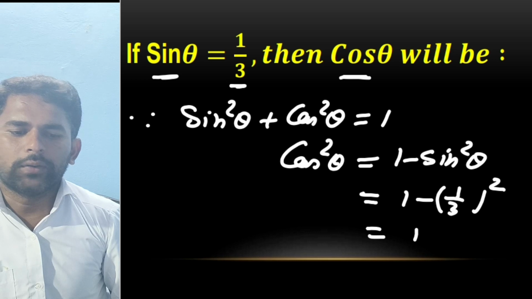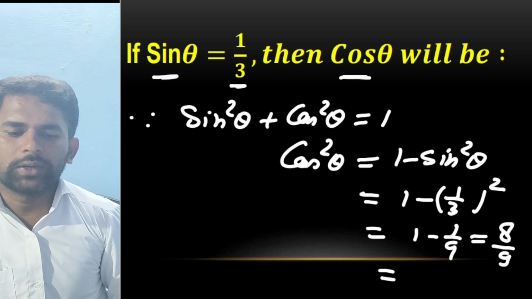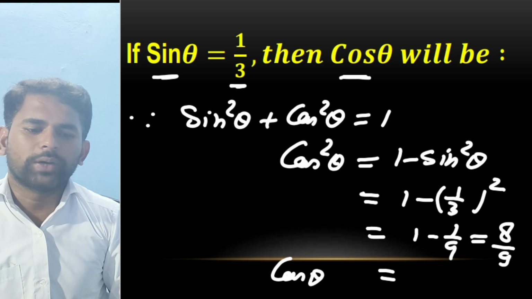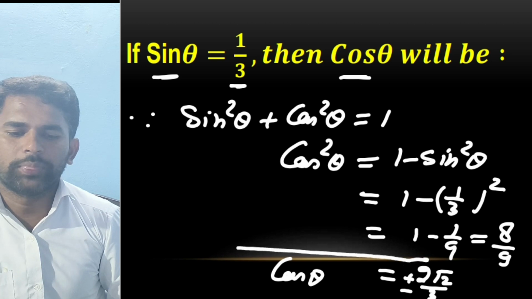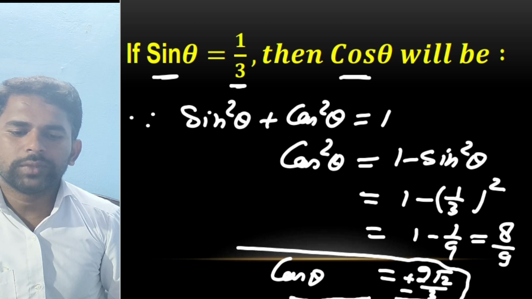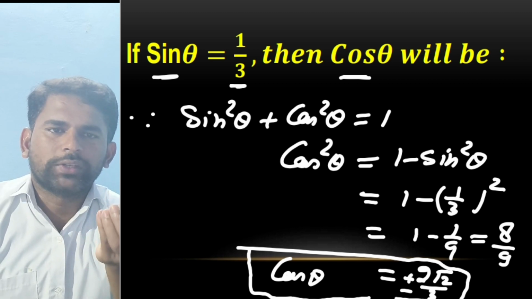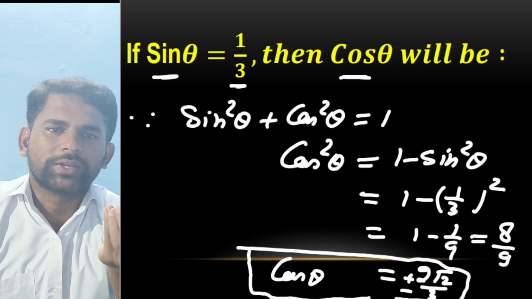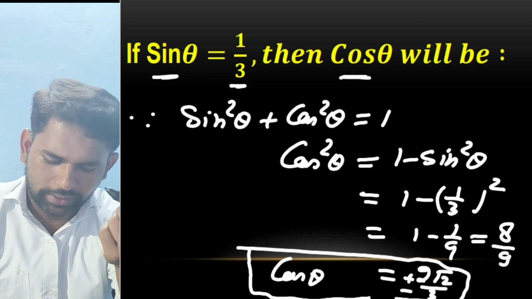So we can write here 1 minus 1 upon 9. It means 8 upon 9. So they are asking, what are they asking? Cos theta. So we can take the root of 8 upon 9. So it will come 2 root 2 divided by 3. It means plus minus. Okay. So this is the value of cos theta. So you can just solve. This is a very simple calculation. Okay. Now you can see the next question on the screen.